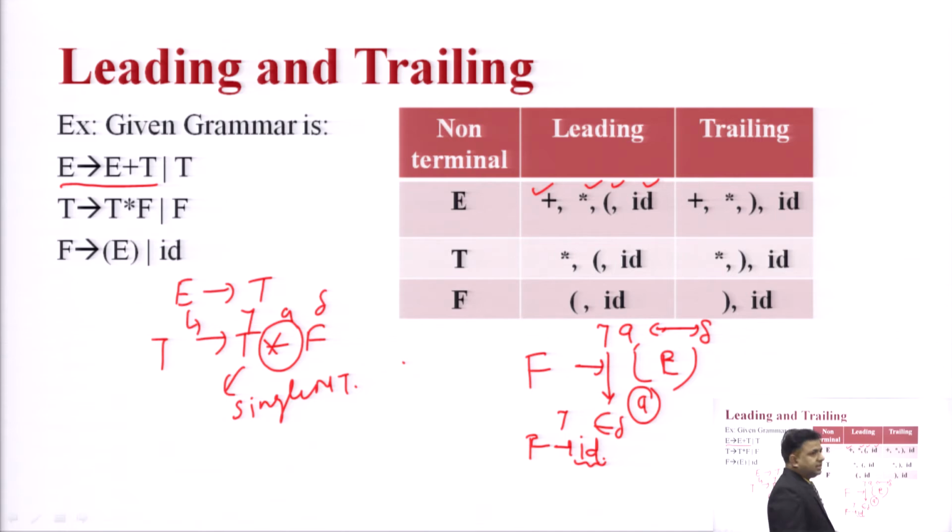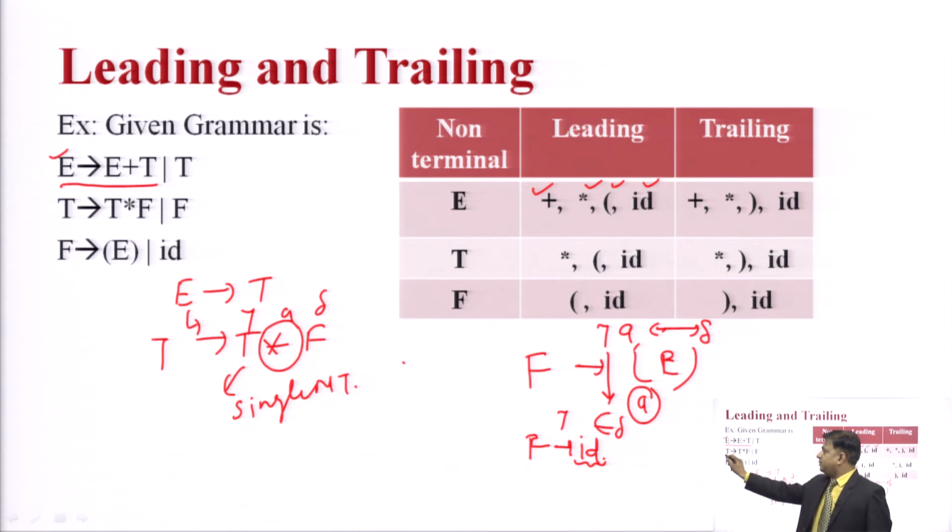So, that means the definition of leading of E is the first terminal which can be derived by the non terminal E. E non terminal से कौन कौन से terminal drive हो सकते हैं, that becomes the first terminal symbols, that will be in the set of E. So, plus, star, parenthesis open and ID, this will be in the set of leading of E.